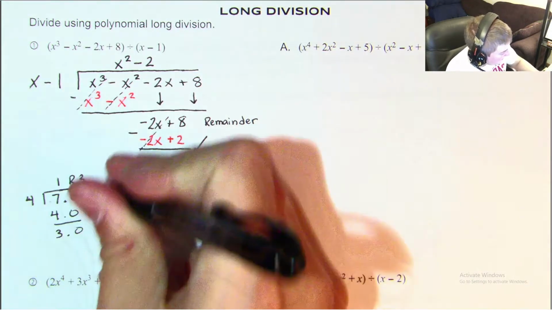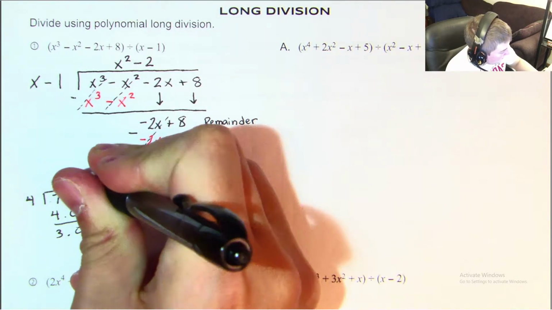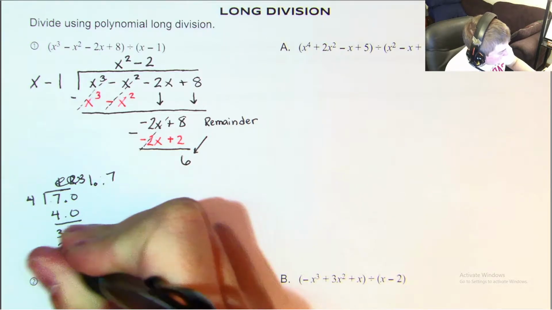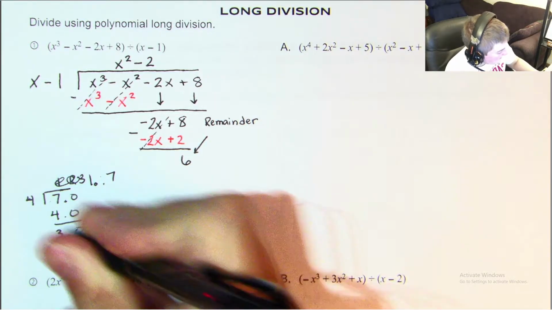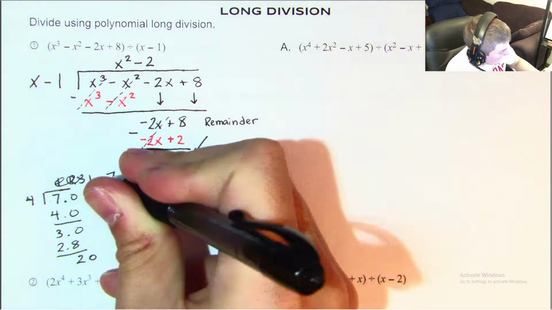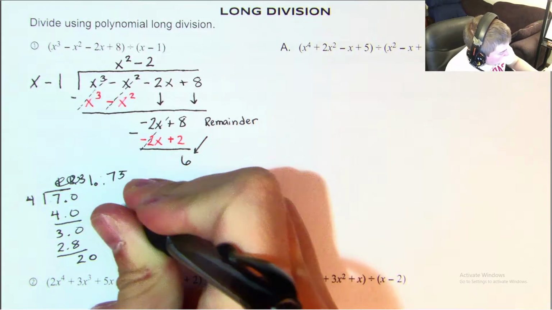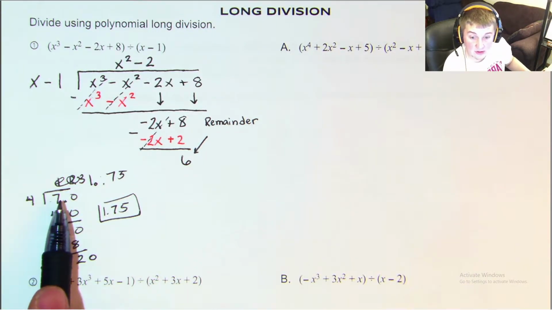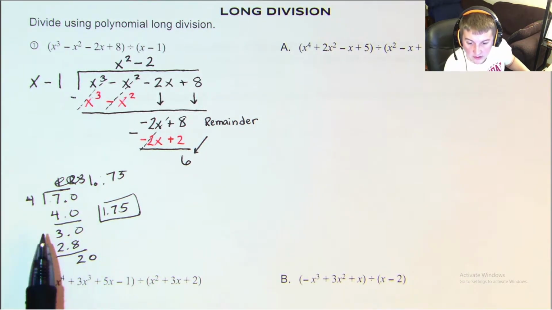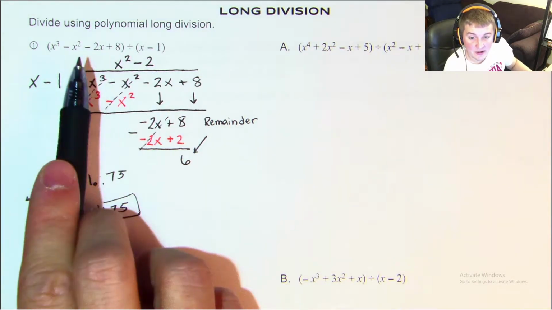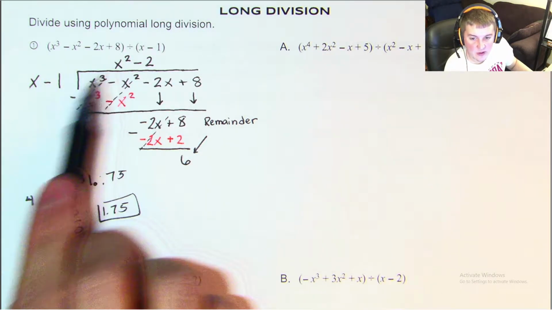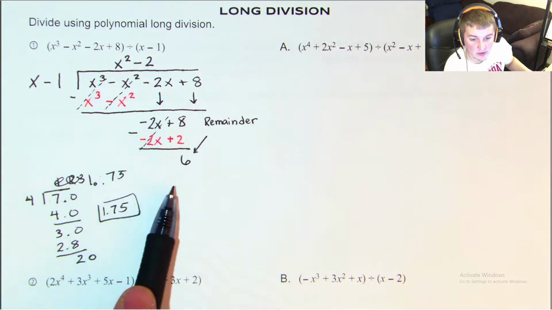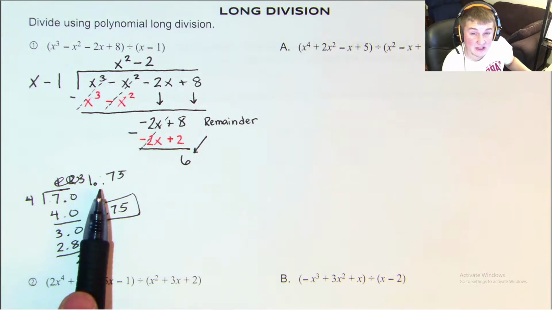So then you would go ahead and get 1.7, and that would give me 28. And then you would add a 0 and say, hey, 4 goes into 20 5 times, so my answer is 1.75. Essentially what that means is that 4 doesn't divide into 7 evenly because I got a remainder of 3. It's the same idea. X minus 1 doesn't divide into this polynomial evenly, so I get a remainder. It's essentially equivalent to me getting a decimal.